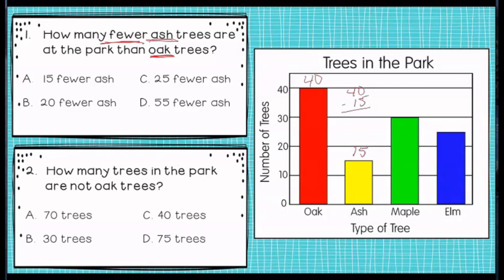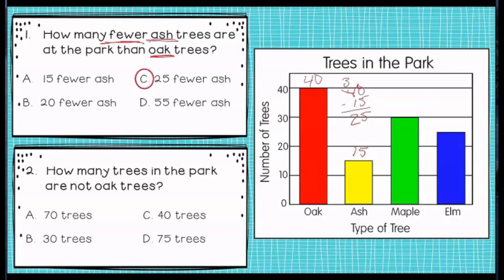So I'm going to go next door and get 10 more. So the 4 becomes a 3, and the 0 becomes a 10. 10 minus 5 is 5. 3 minus 1 is 2. So let's see. 25 fewer ash.